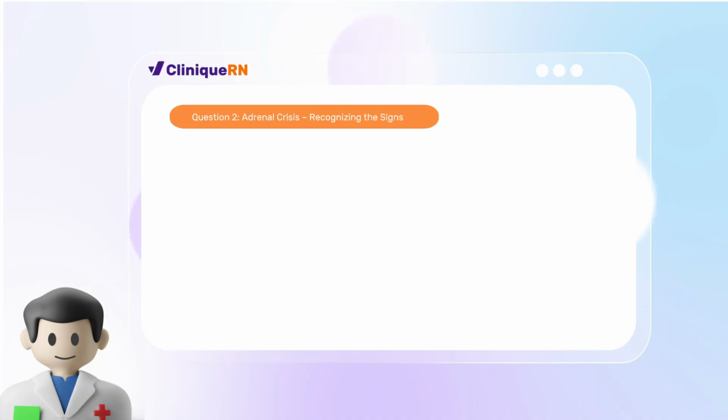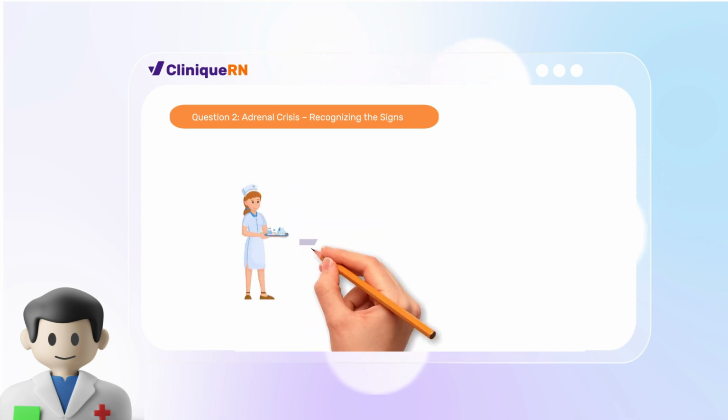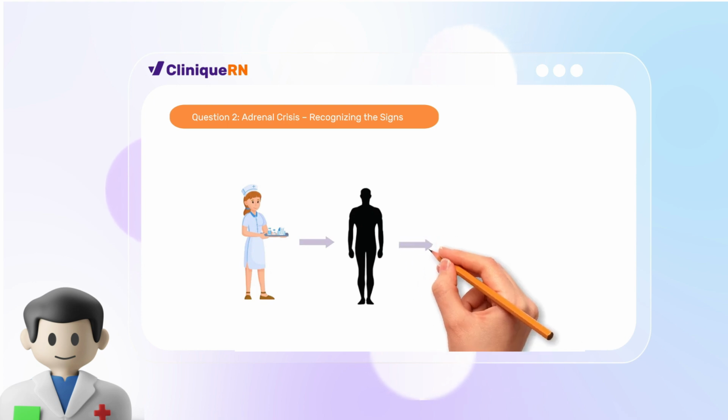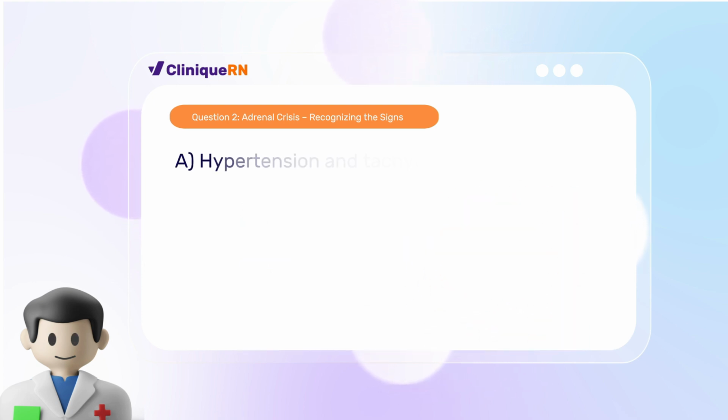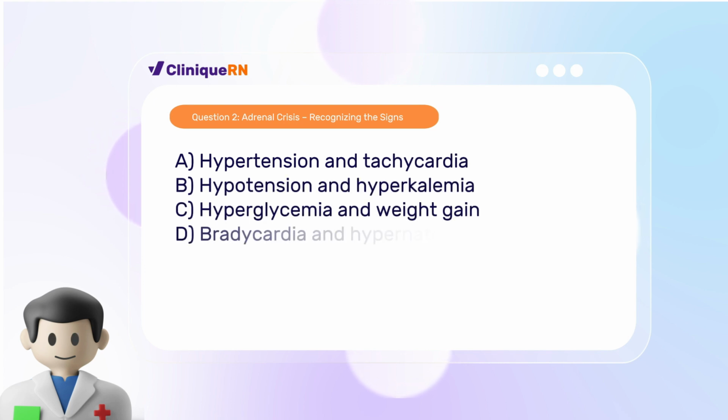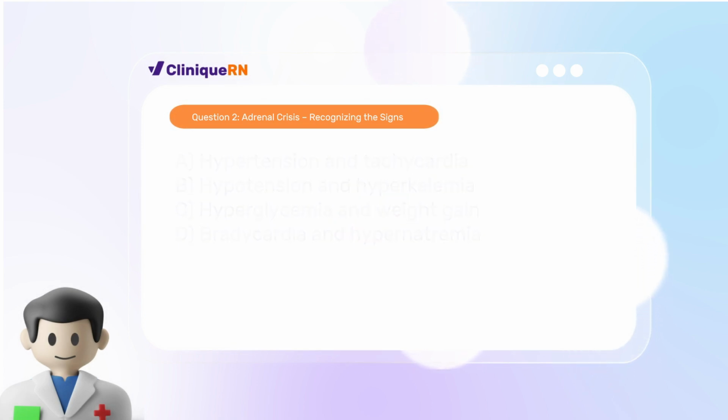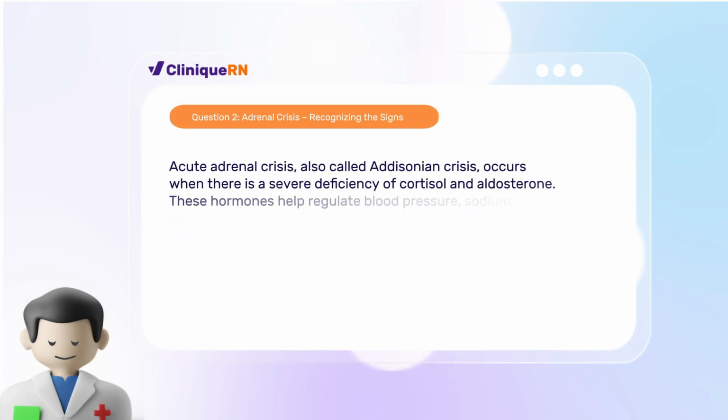Question 2. Adrenal crisis. Recognizing the signs. Which clinical manifestation should a nurse expect in a client experiencing an acute adrenal crisis? A. Hypertension and tachycardia. B. Hypotension and hyperkalemia. C. Hyperglycemia and weight gain. D. Bradycardia and hypernatremia.